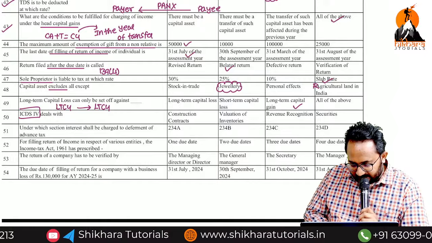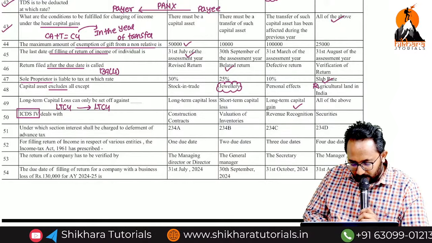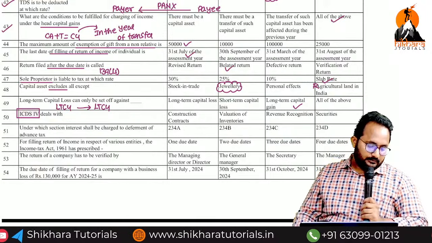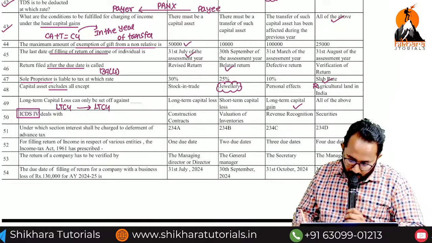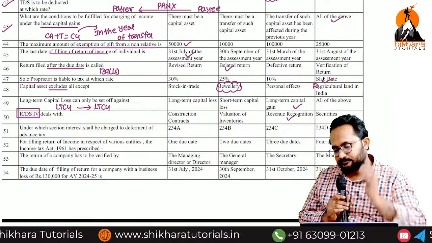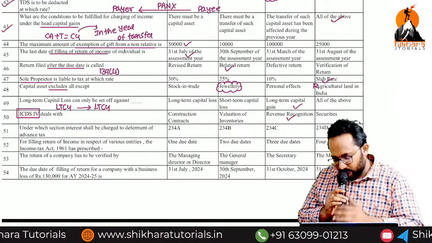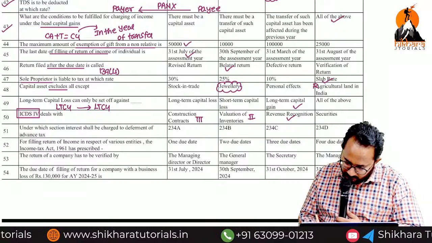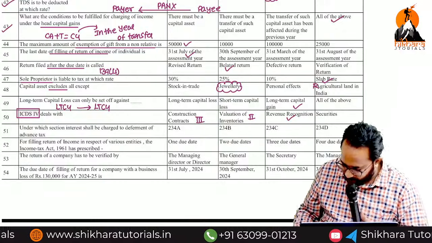ICDS 6 deals with the revenue, ICDS 6? 4. Any idea? Revenue recognition. So now inventories is 2, construction is 3.